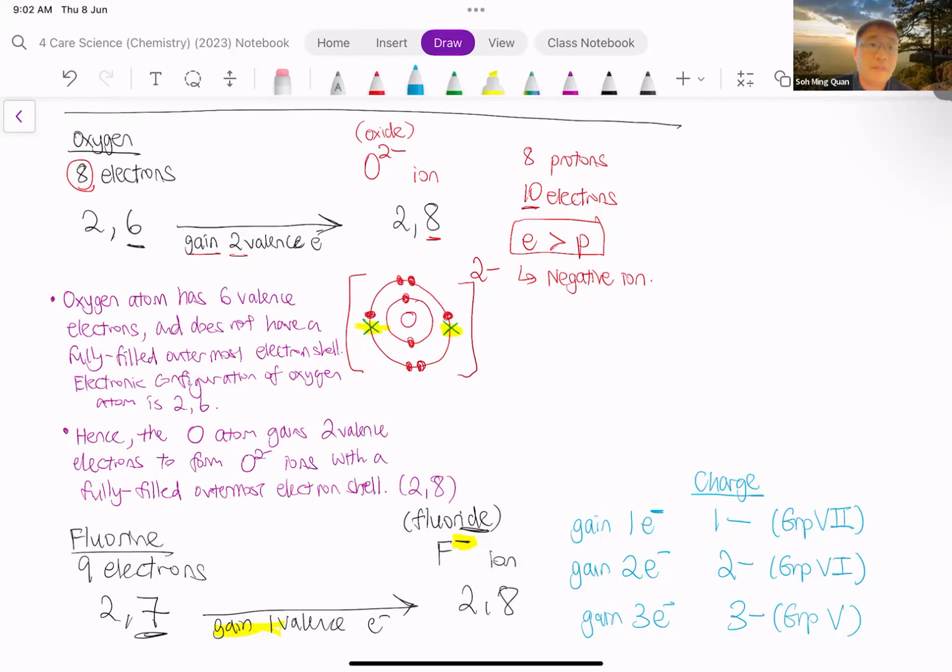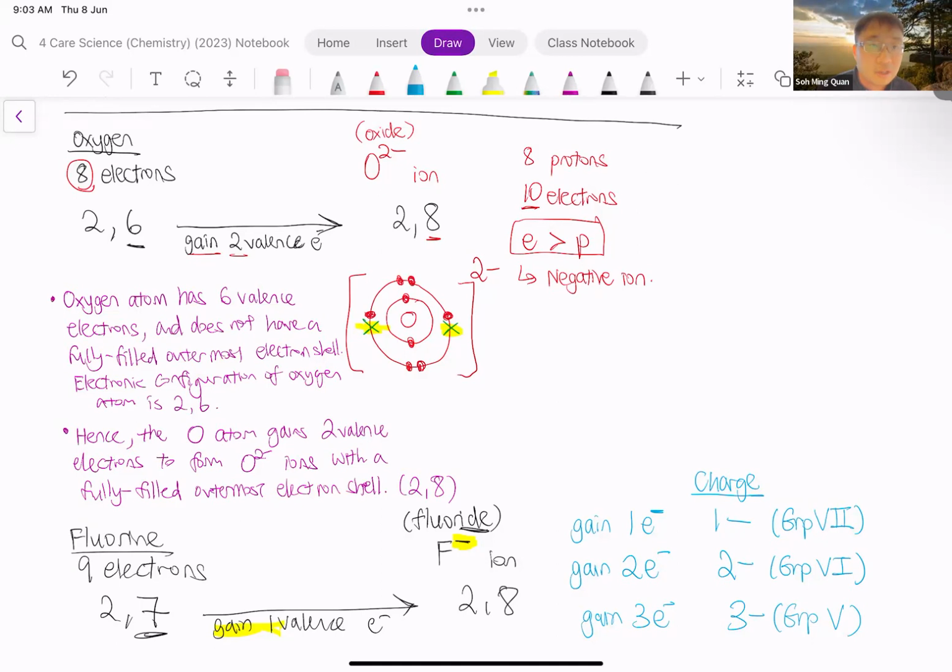Okay, so now we have learned how metals form ions, non-metals form ions. So the question now is, we know that metals lose valence electrons, non-metals gain valence electrons, right? So what happens when we put a metal and a non-metal together and react them? Take, for example, potassium and oxygen. Potassium loses one valence electron. Where does that one valence electron from potassium go to? Oxygen gains two valence electrons. The two valence electrons came from where?